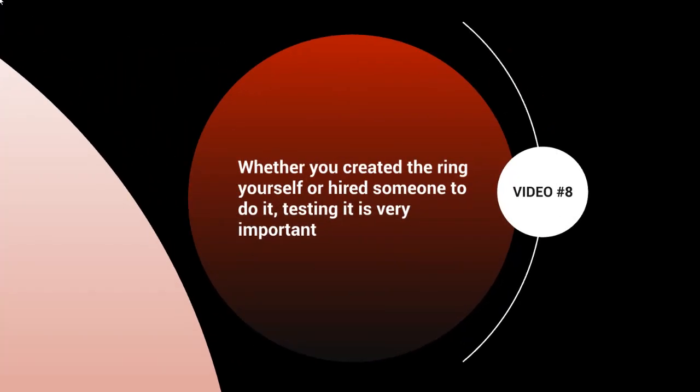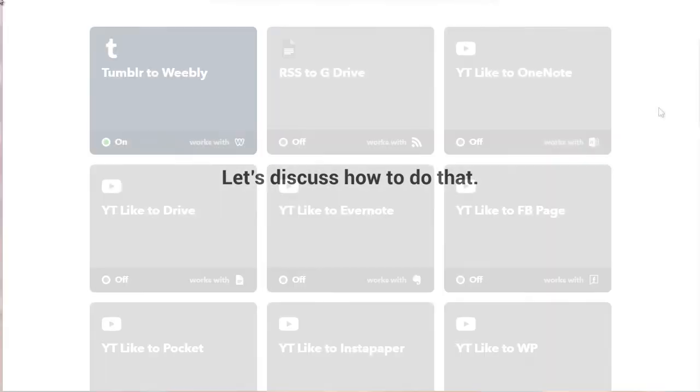So whether you created the ring yourself or you hired somebody to do it, testing is very, very important. In fact, we outsource most of our rings, but we still have to go back and test it out. A lot of times these freelancers will test it out, but they're really relying on you to test it out, because they can't upload a YouTube video to your YouTube channel unless they have access. And a lot of times we don't give them access for privacy and security reasons. So let's go ahead and discuss how to do that. Let's hop on back over to IFTTT and I'll show you how you need to test things out.